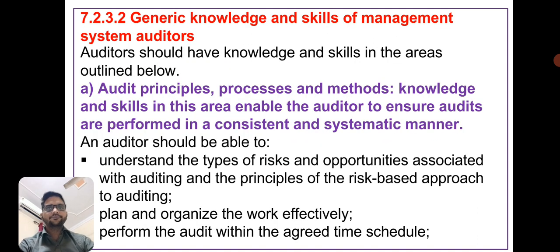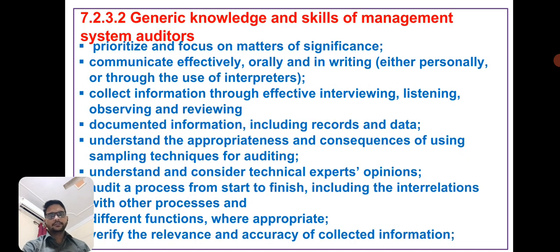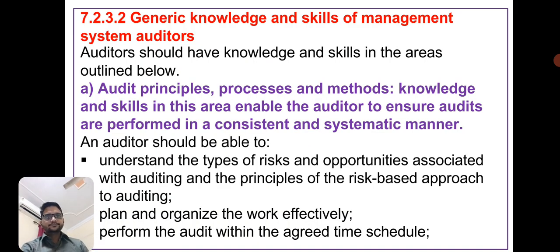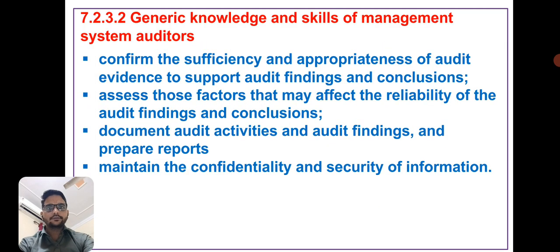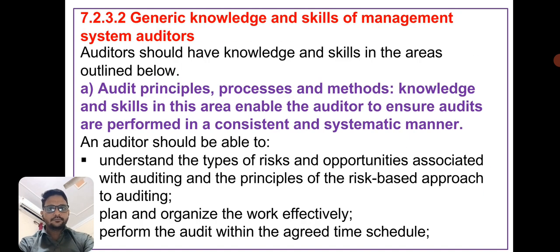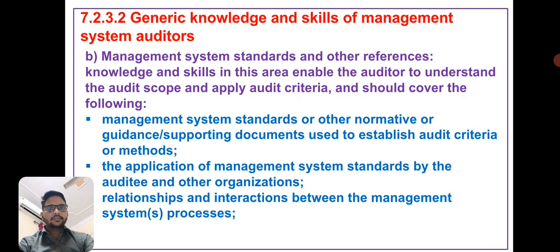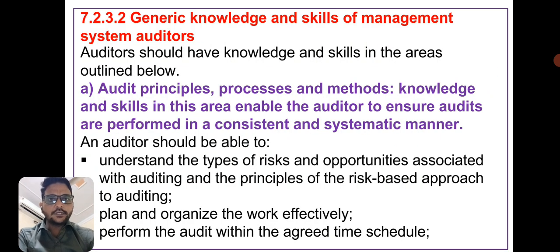Next is 7.2.3.2, that is generic knowledge and skill of management system auditors. What are the generic knowledge and skill? That is audit principle, process, method, and next is prioritizing and focus on matters of significance. First is generic knowledge and skill, that is audit principles, processes, and method. Knowledge and skill in this area enable the auditor to ensure audits are performed in a consistent and systematic manner. It means what are the audit principles, what are the process and method.